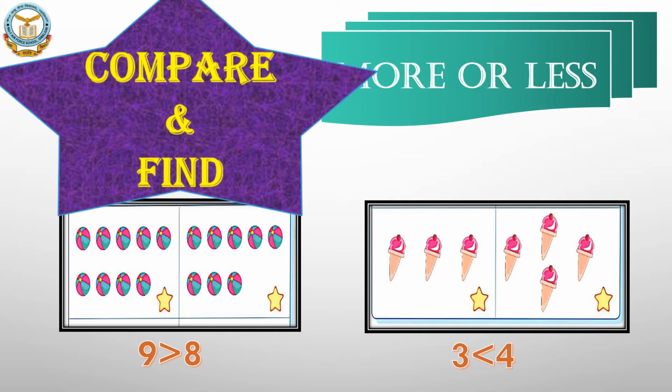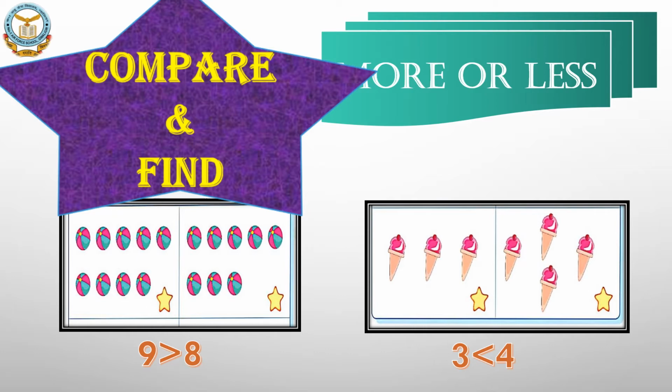In picture number 1, there are a number of balls which you have to count and then compare. If you count the number of balls in the first box, they are 9 in number. And if you count the number of balls in the second picture, they are 8 in number. After counting, we have to compare them and find out which is more in number or which is less in number. Have you remembered this sign in the middle of 9 and 8?